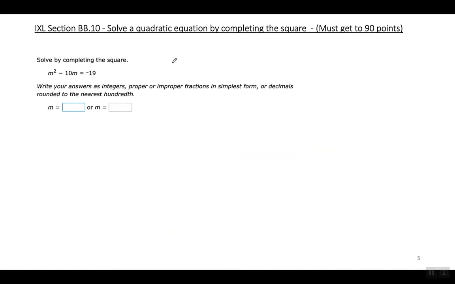Alright, here's our next example. In this example, the c term is already by itself, so we don't have to move it. It's already on the right side of the equation. So we have m squared minus 10m, and I'm going to leave a space there for when I complete the square, equals negative 19.